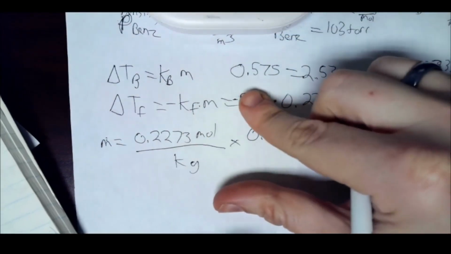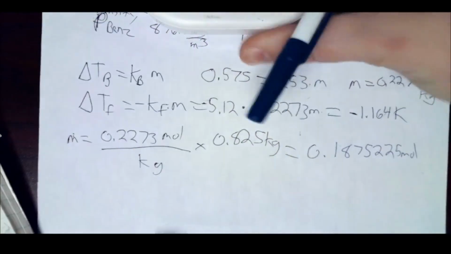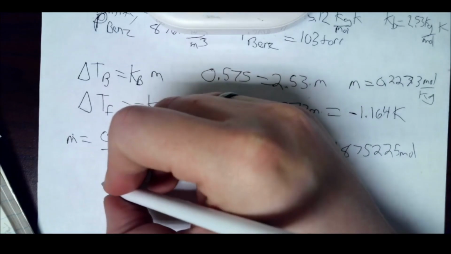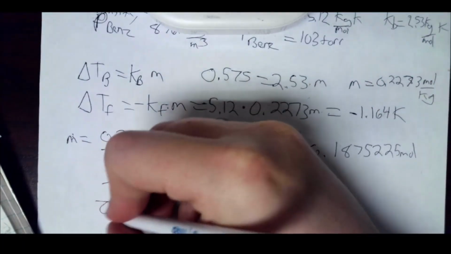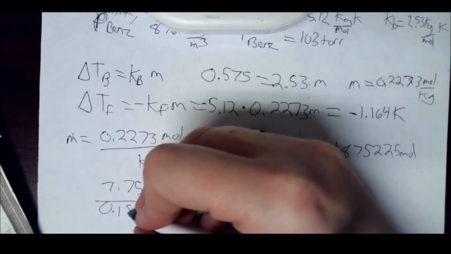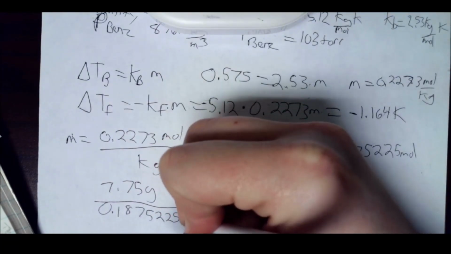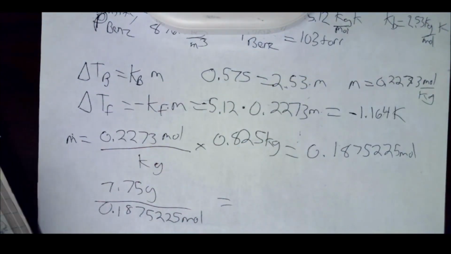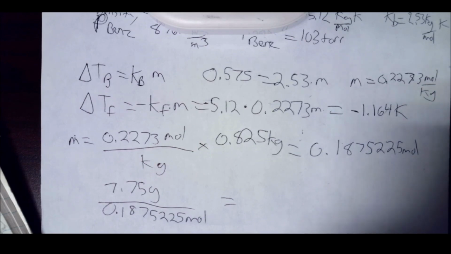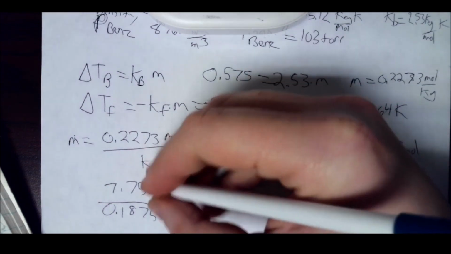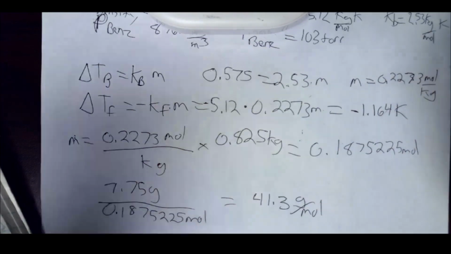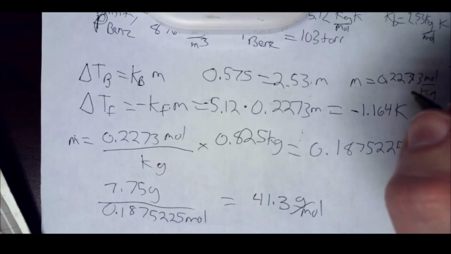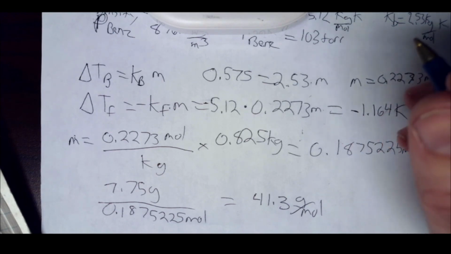Finding our molar mass at this point is just a matter of taking the grams of solute, which was already given to us as 7.75 grams, and dividing this by our moles of solute, 0.1875225 moles. And this will give us our molar mass. So 7.75 divided by 0.1875225, a molar mass of something like 41.3 grams per mole. That was relatively simple so far. Now comes a little bit trickier.